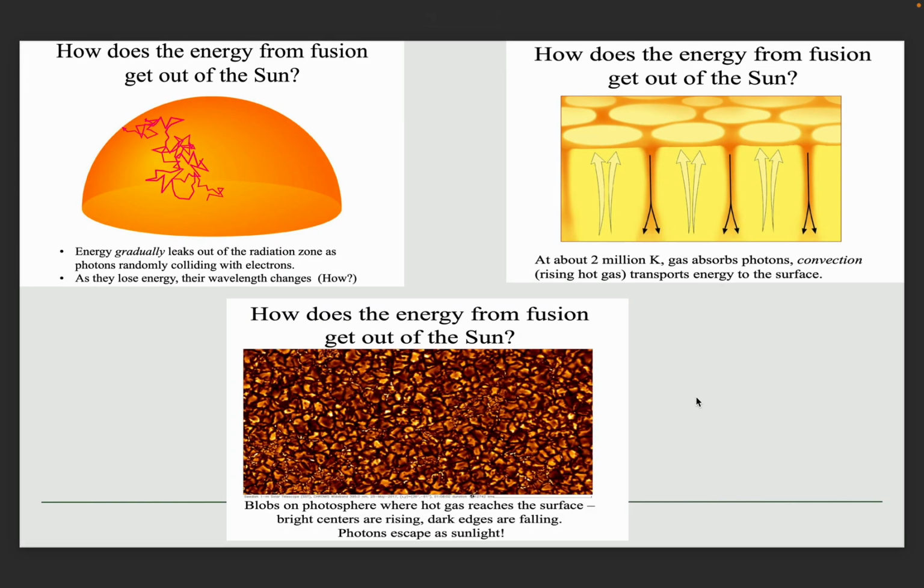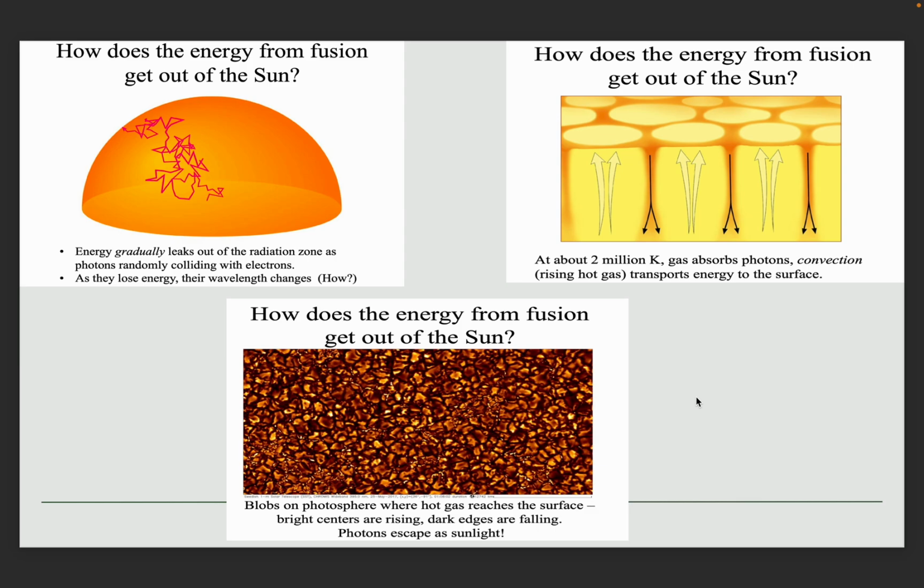How does the energy from the fusion get out from the sun? The energy gradually leaks out of the radiation zone as the photons randomly collide with the electrons. As they lose energy, the wavelength changes. At about 2 times 10 to the power 6 Kelvin, the gas gets absorbed by the photon.